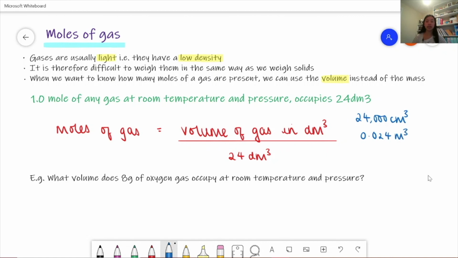Because we have to divide by 1,000 to get to meters cubed. And one really useful one to know is actually that 24 decimeters cubed is also equal to 24 litres. So we have that 1 decimeter cubed is equal to 1 litre. And so, for example, we're going to work out the volume that 8 grams of oxygen gas will occupy at room temperature and pressure. So the general rule that we have here, we have to remember that this is at room temperature and pressure. And so those are the only conditions where 1 mole of any gas will occupy 24 decimeters cubed.